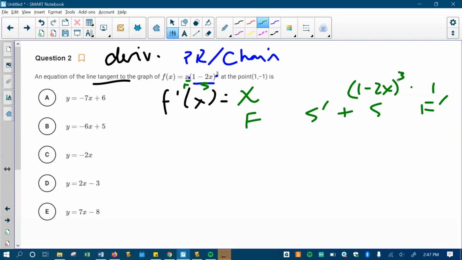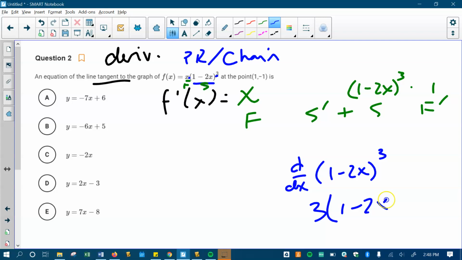Now, for the second prime, I'm going to do some side work. The d/dx of 1 minus 2x cubed is going to be a power rule, so the 3 is going to come down in front, drops by 1, so now it's squared, but now it's times the derivative of the inside, which is negative 2. So all together I'm going to get x times negative 6, 3 times negative 2, so negative 6, times 1 minus 2x squared. And then we have a plus sign in the middle there.